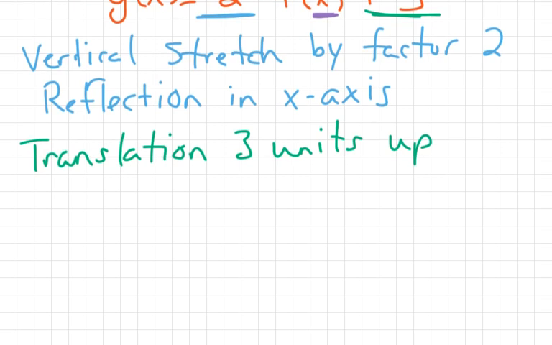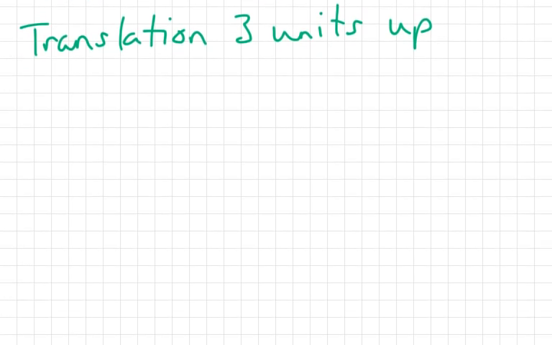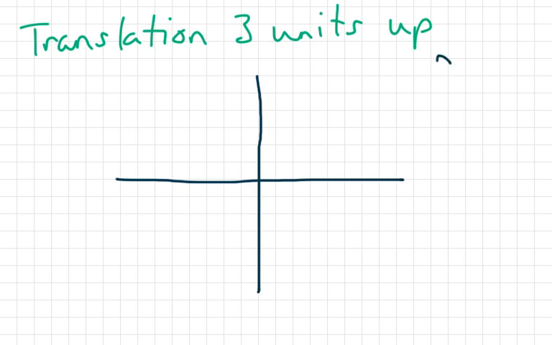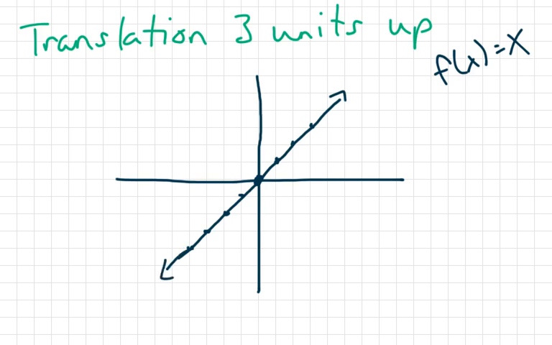Okay, so let me bring in some graph paper here. Let's draw the coordinate plane. All right, so the original one was f of x equals x. So that means the slope is 1 and the y-intercept is 0. So I'm just going to start at 0 on my y-axis, go up 1, right 1, up 1, right 1, up 1, right 1, or down 1, left 1 every time. Okay, and we can draw the line in between. Okay, so this is f of x.